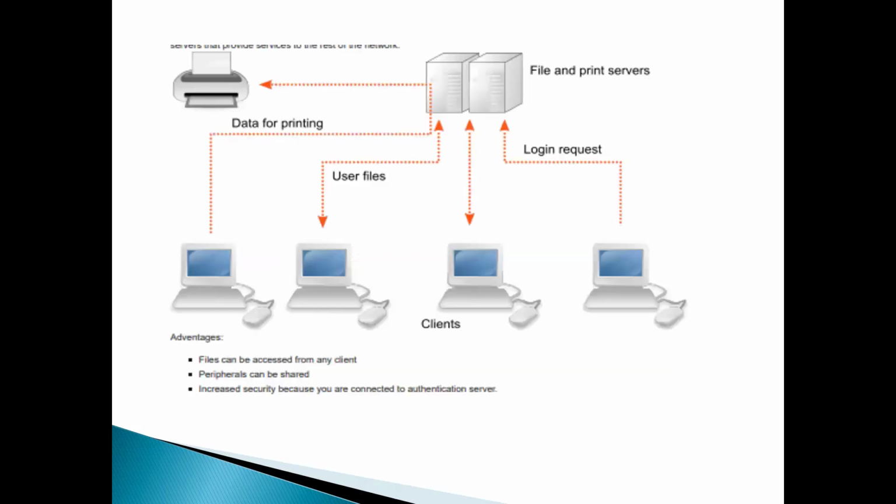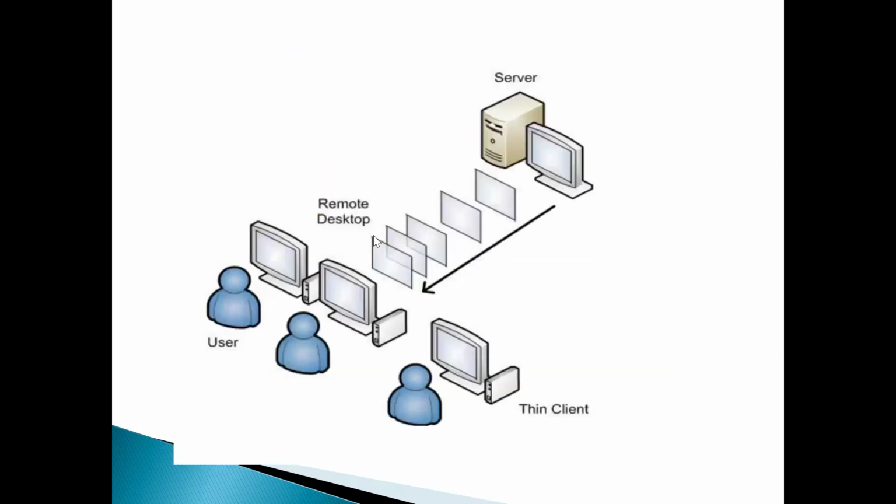Here you can see there are different clients. They don't have any CPU. This client, this client, this client don't have any CPU and storage capacity. All things will happen on the server, processing and storage. Got it? Here you can see the user, everything is accessed from the server. It has only a monitor and this device which connects with the server.